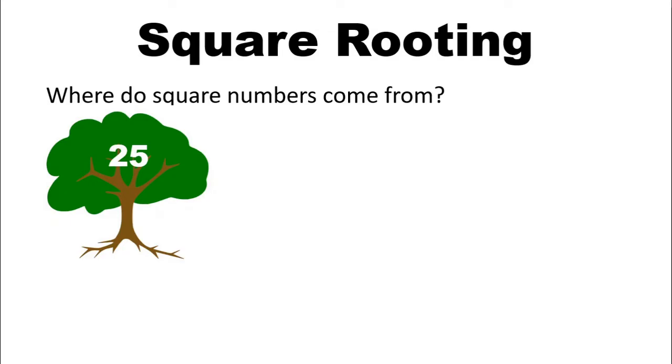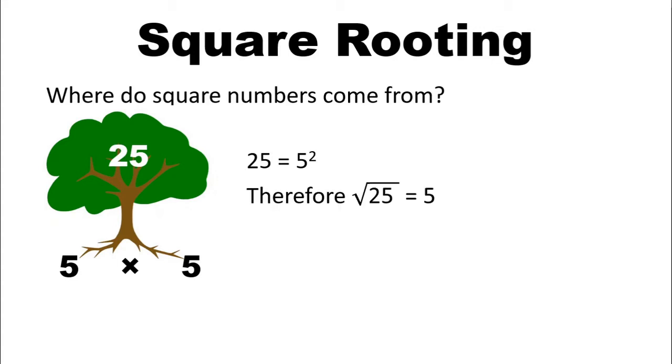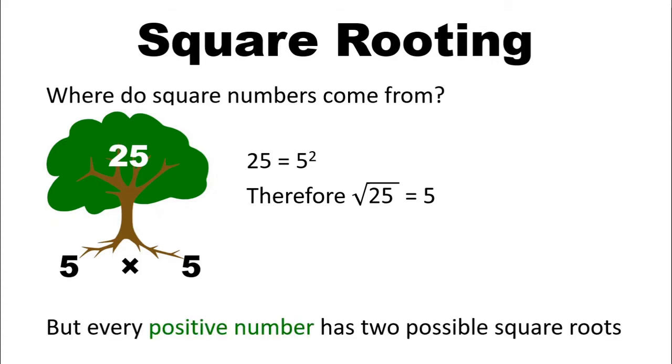Suppose we have number 25 growing on this tree. What are its roots? 5 times 5 makes 25. So if 25 is equal to 5 squared, that must mean that the square root of 25 is 5. Simple, right? However, you have to remember that every positive number has two possible square roots. What could the other square root possibly be?